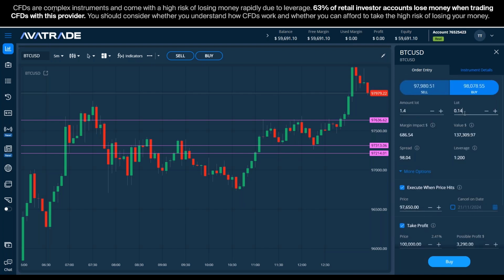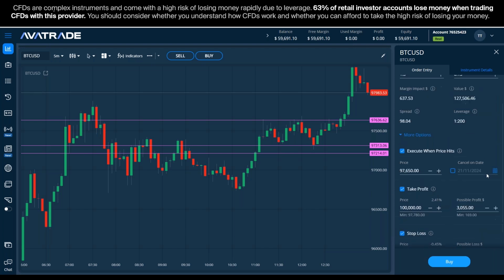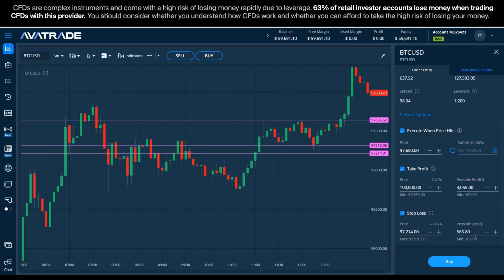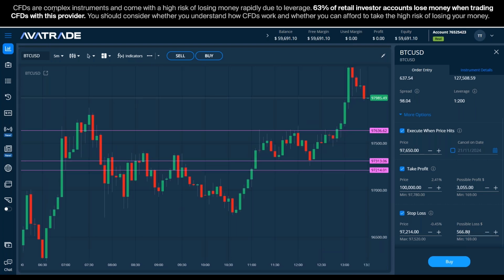0.13 should do it. Now the price is moving as I'm talking, but that doesn't matter, because it's a pending order, not a market move. So there I'm at less than 1% risk. You could have a dollar amount in mind that you know is a certain percent of your balance. So if I know I want to risk around 600, now I've got the right trade size, risking 566 to try and make over 3,000. So I could put that pending order in and click buy.